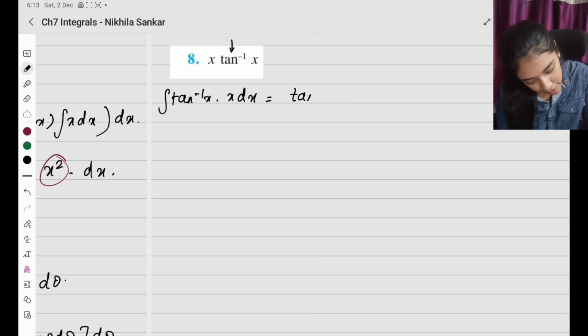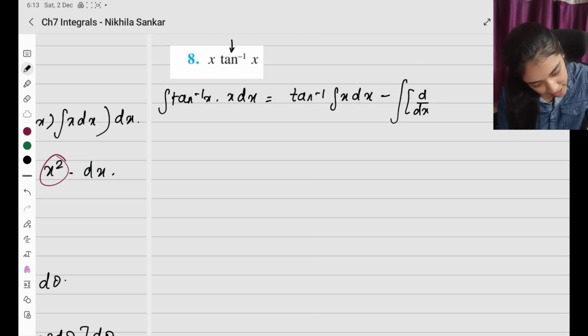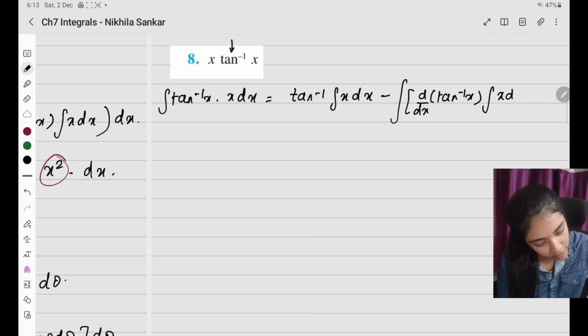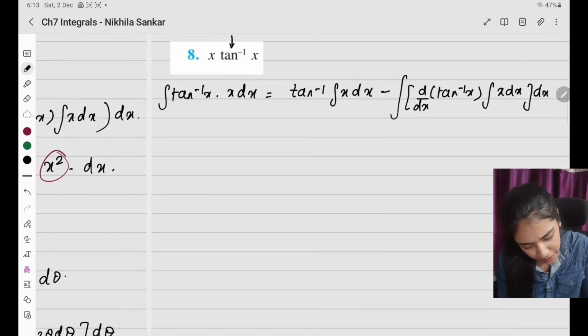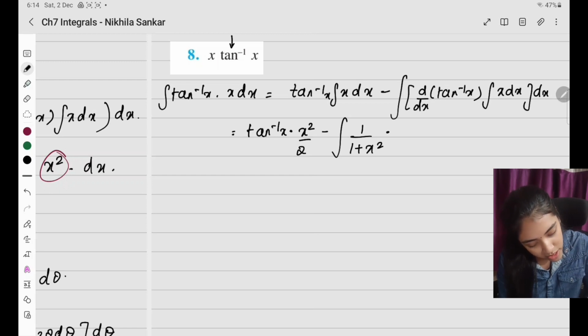So this is first function, integral of second function, minus the integral of d by dx of first function times integral of second function dx. Okay. So when I simplify, I have tan inverse of x times the integral of x, which is x square by 2, minus the integral of d by dx of tan inverse x, which is 1 by 1 plus x square, times the integral of x dx, which is x square by 2, times dx.